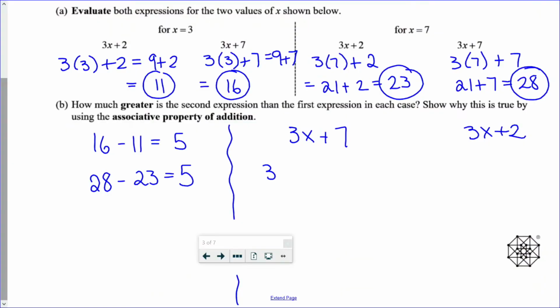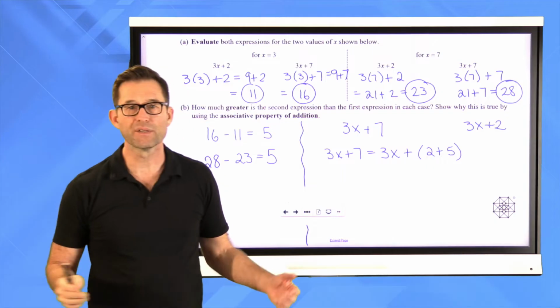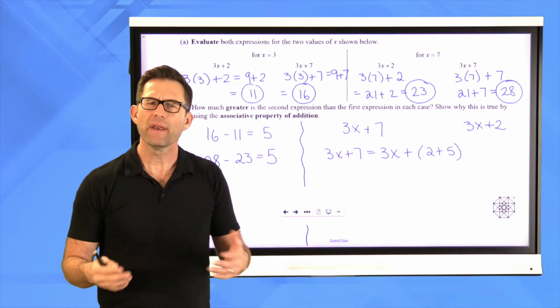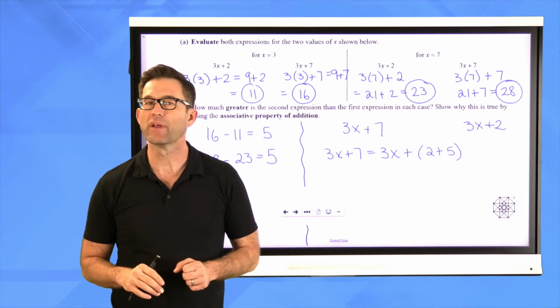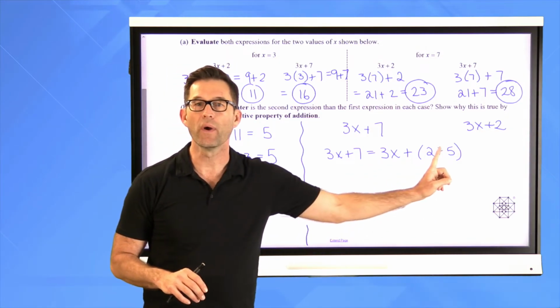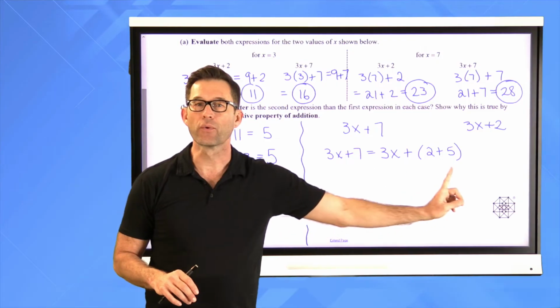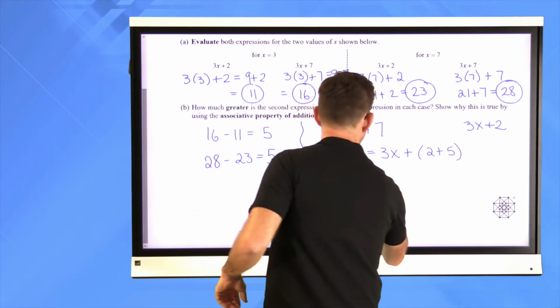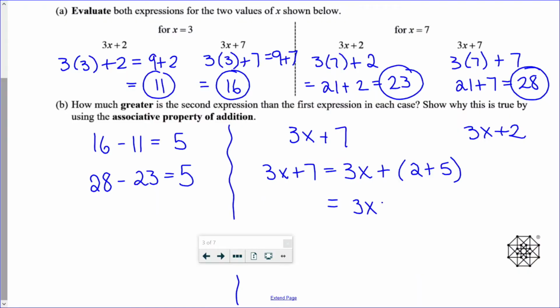Well, 3x plus 7 is the same as 3x plus 2 plus 5. Right? Obviously 7 is the same as 2 plus 5. But now we have this thing called the associative property of addition, which says if I'm adding 3 things, 3x, 2, and 5, I can regroup those so that I'm adding the first 2 first instead of the second 2.